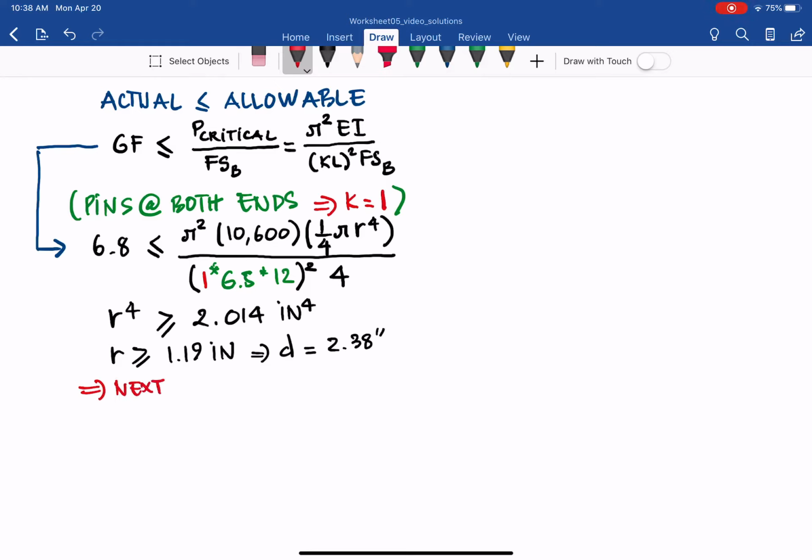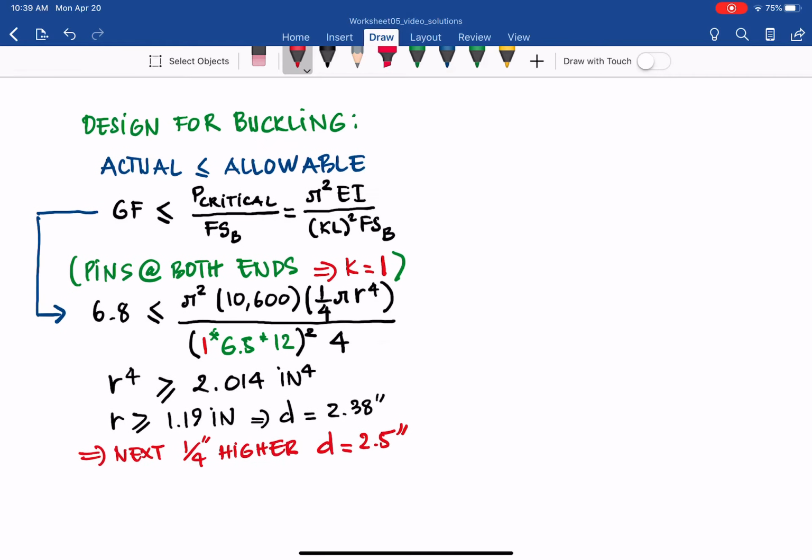So from that we choose the next increment higher. We have to go higher. If we go lower, then it will not be good for the factor of safety given here. So D is basically equal to 2.5 inches with that increment. So that's the design that we need for buckling.